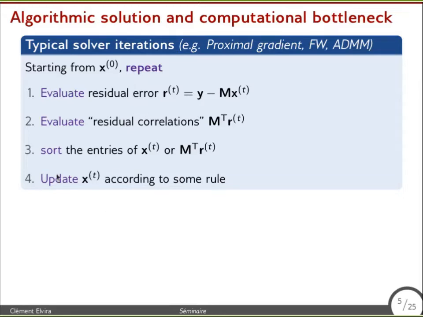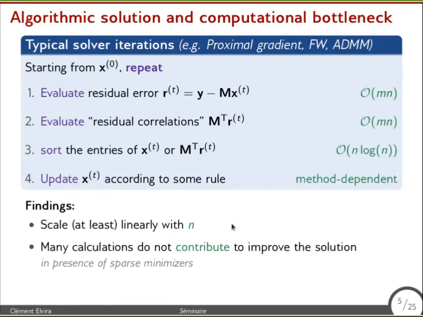And then I apply some update. And my point here is to emphasize that the numerical complexity of each step of the iteration is more or less dominated either by matrix vector operations, so scaling with the number of columns, n here, or by the sorting operation, so scaling in n log n, where n is still the number of columns of M.